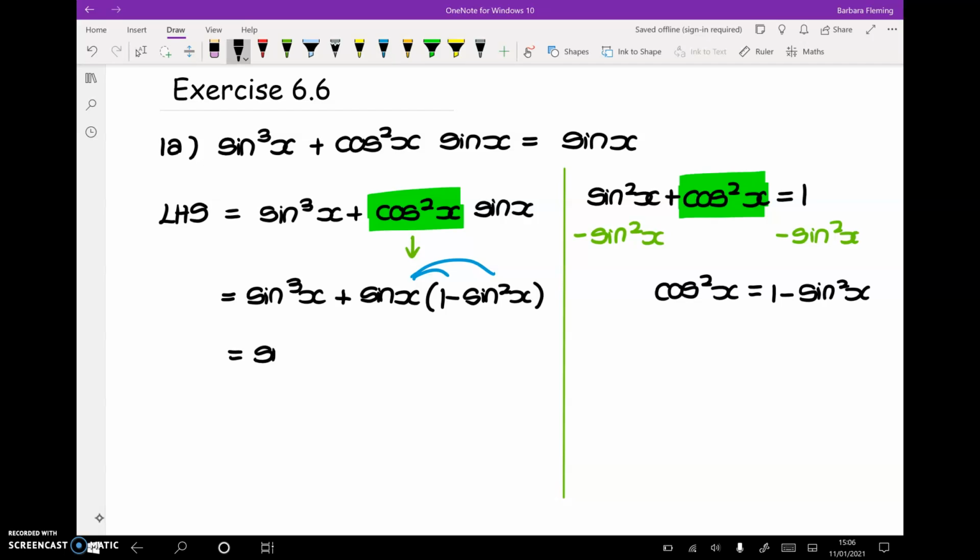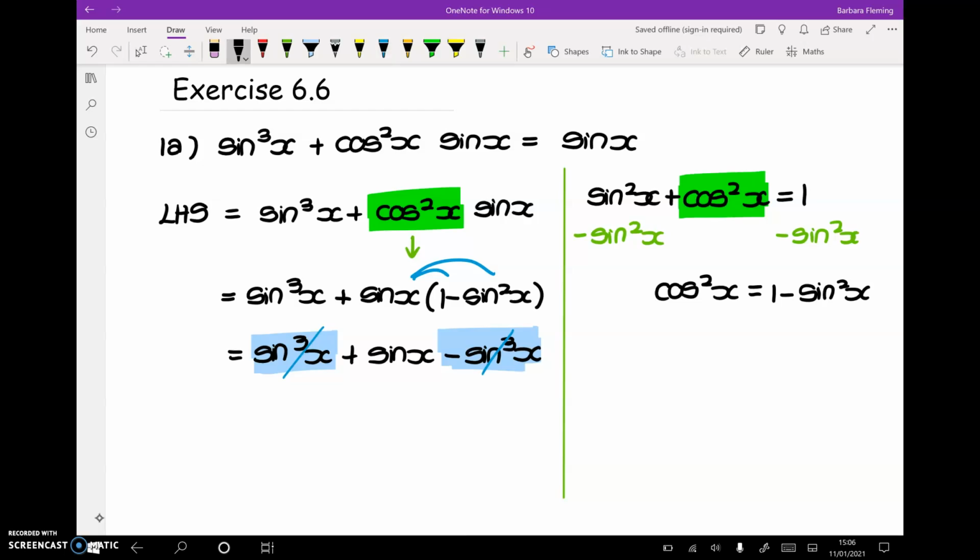Okay, so we have sine cubed x plus sine x times by 1 is sine x. Take away sine x times by sine squared x. So it's like an x term multiplied by an x squared term. Gives us a cubed term. So sine cubed x. And then you should hopefully notice that sine cubed x take away sine cubed x cancels out.